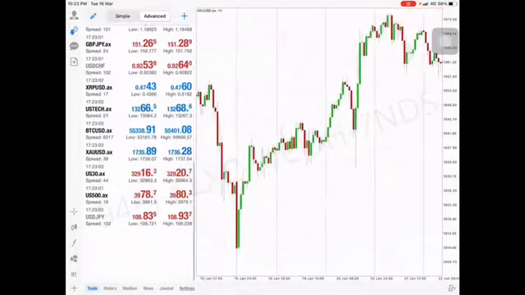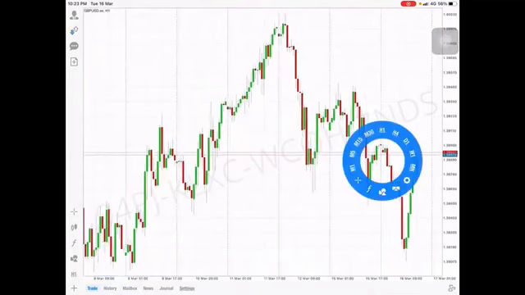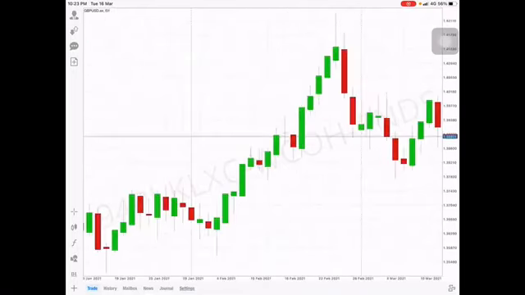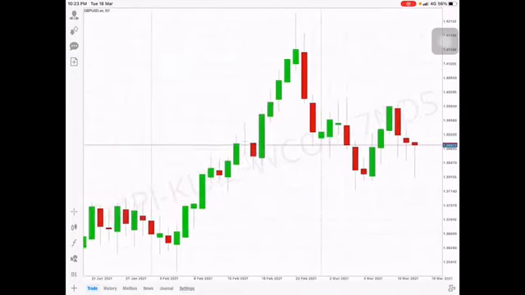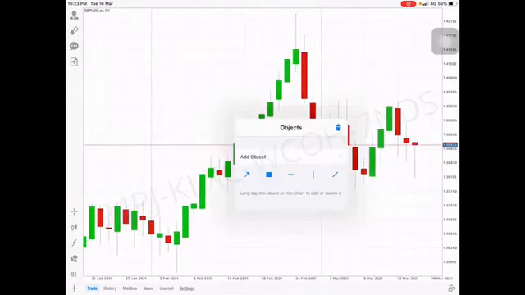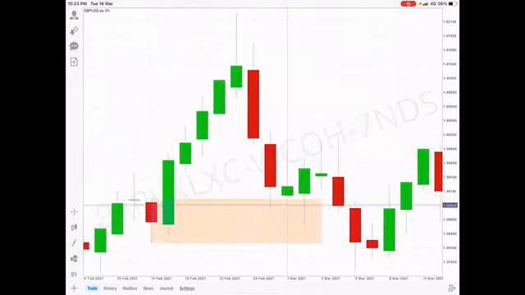Let me see if we can find. Let's go with GU. Okay, so let's go at H. No, maybe we'll go to daily. Okay. So let's take a look at this one. What is this? Bullish Engulfing.